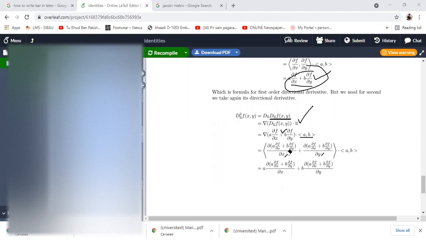When you simplify this dot product, you will get this thing. And further, when you differentiate this thing with respect to x and this thing with respect to y, you will be left with what? Let's see what we are left with.